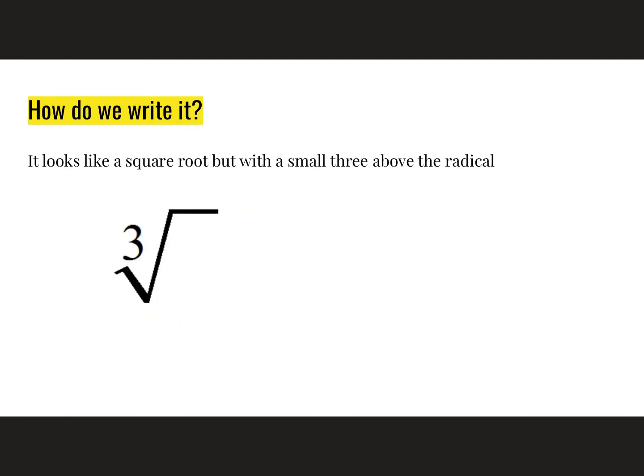So how do we write it? It looks like a square root, but it has a small 3 above the radical. See that little 3? Please make sure when you're writing, I do not want to see 3 and then this. That means something completely different. It should have a small 3 above there, like that.